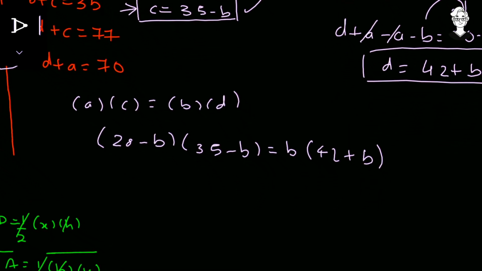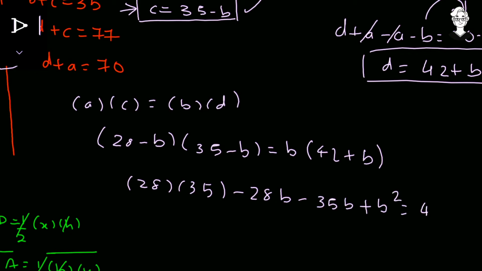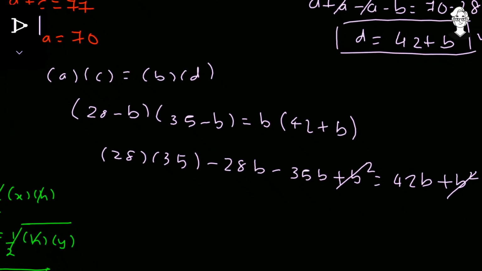Now opening the brackets over here, 28 into 35 I will write as it is, minus 28 times B, minus 35 times B, plus B square is 42 times B plus B square. So positive B square got cancelled out. Negative 28B, negative 35B, and this both subtracted, means when two subtraction signs are there, they are added together and they will have a negative sign. So that goes over there, so it becomes positive.